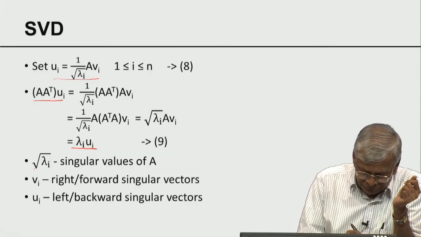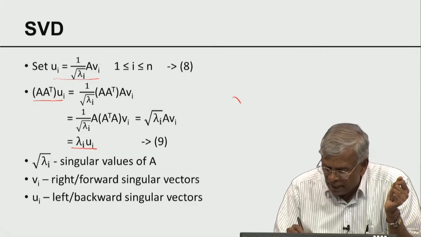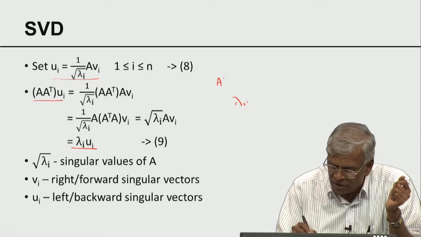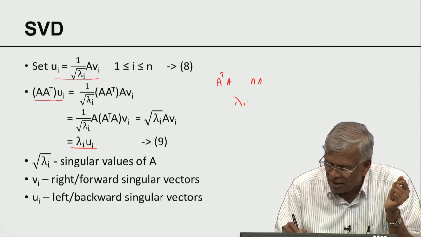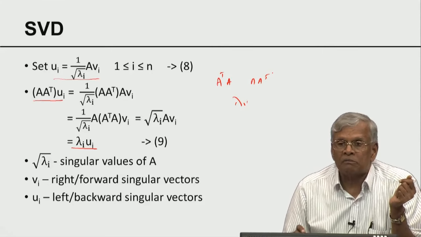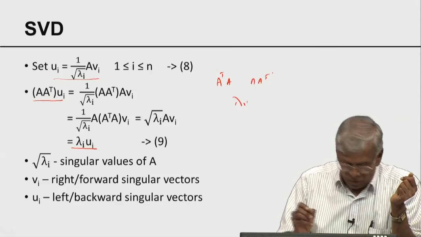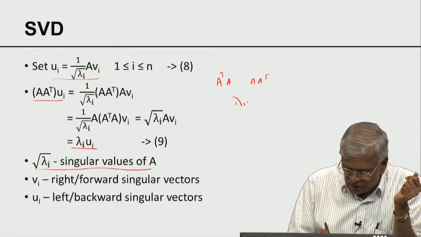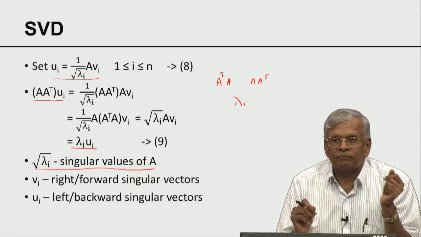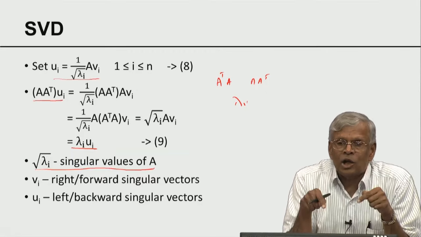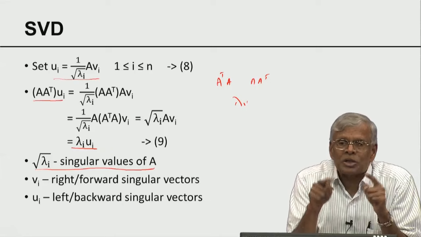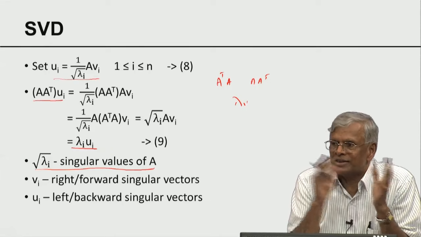In this context, lambda_i's are the eigenvalues of A transpose A as well as AA transpose. Both of them are matrices of the same size. So square root of lambda_i is called the singular value. That is the definition. So the singular value of a matrix is the square root of the eigenvalue of the Gramian. That is the definition.